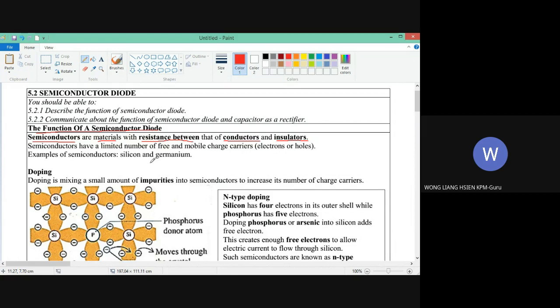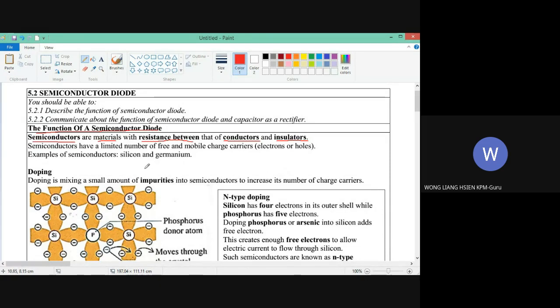So the resistivity of the conductors is very different from the resistivity of semiconductors, and they are also very far away from the insulators. So they are in their own group like that. This is why the resistance of semiconductors, conductors, insulators are very, very different. The differences are very large.